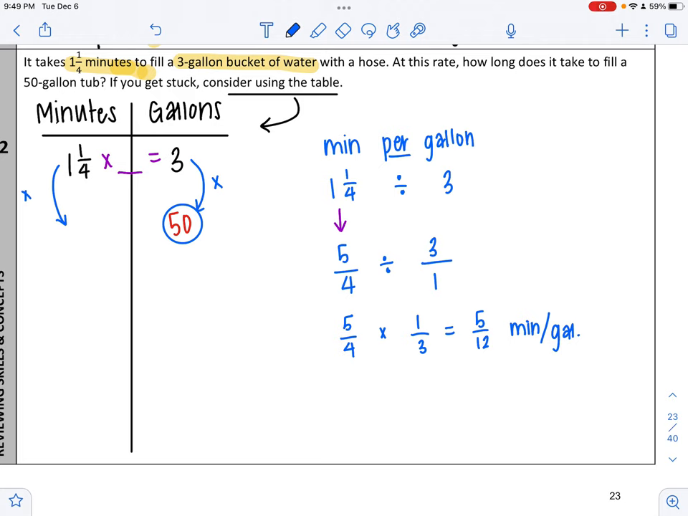Now, I'm not done yet. This is how many minutes it takes for 1 gallon. If I know that it takes 5/12 of a minute for 1 gallon, I can use that number to help me determine how long it takes for 50 gallons. Go ahead and pause this video to finish question 2 and come back for more homework help.